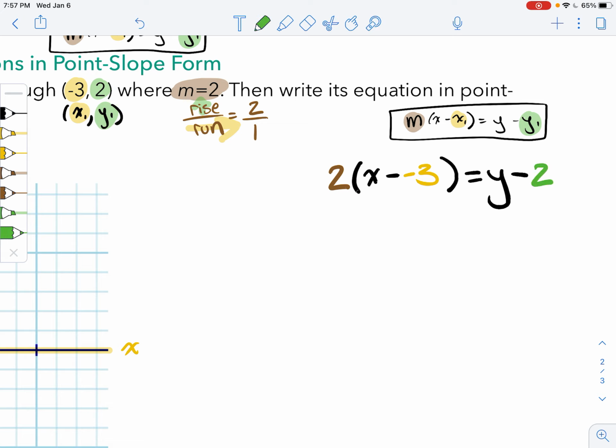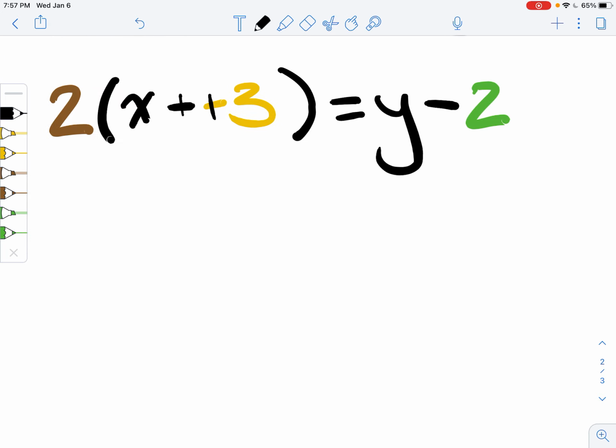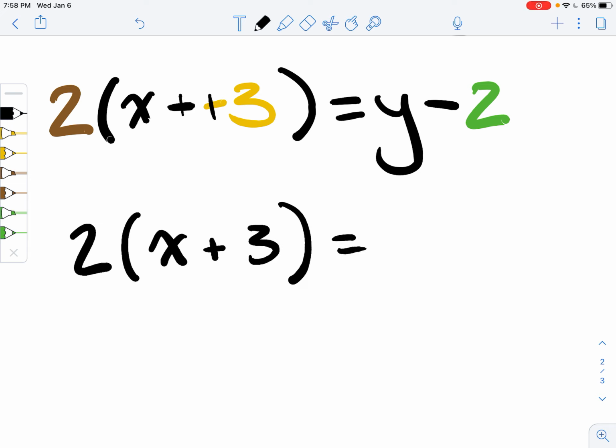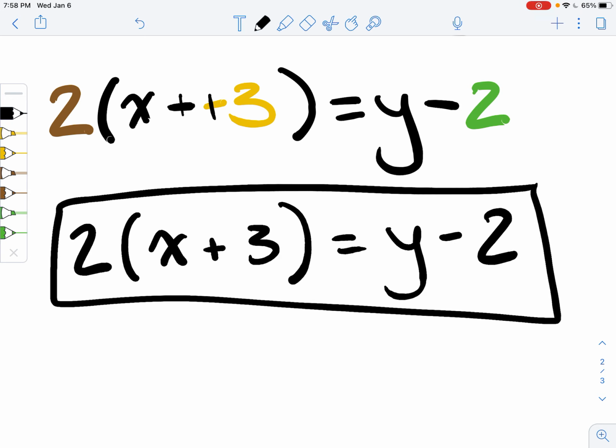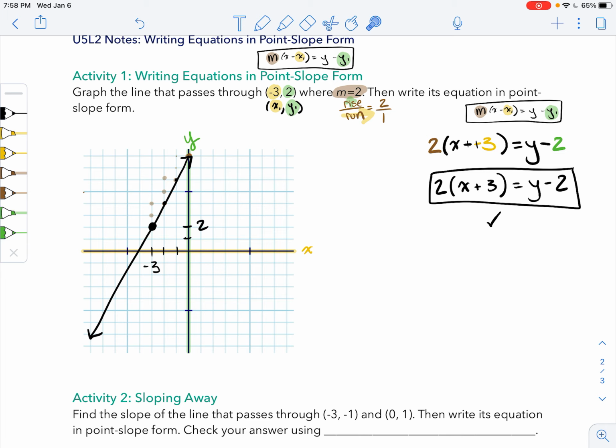We can clean this up just a little bit. I'm going to see this minus, I'm going to count that as plus. So we have 2 times x plus 3 equals y minus 2. And that's it. We're done. We don't solve for y. We don't figure out what x is. We just write the formula of our line. All set. Okay, wasn't that so fun?